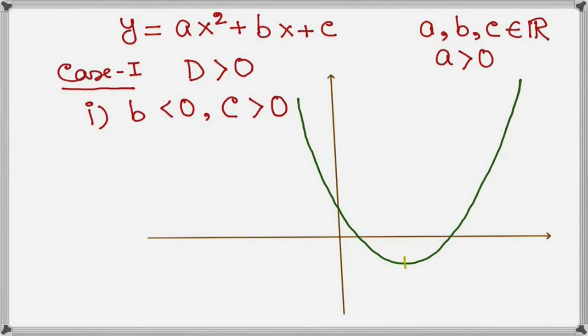This is the vertex. Let us call it P, and this is having coordinates minus b by 2a, comma, minus D by 4a. And this is the y-intercept, 0, comma c. This is alpha and this is beta. So here we can see that alpha and beta both are real and they are distinct.